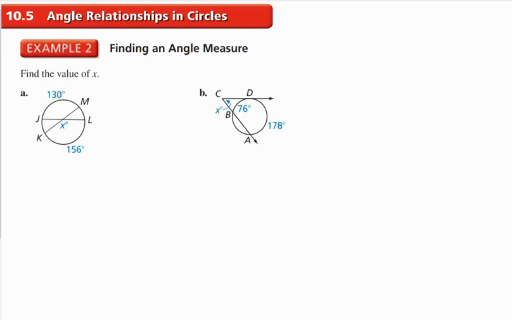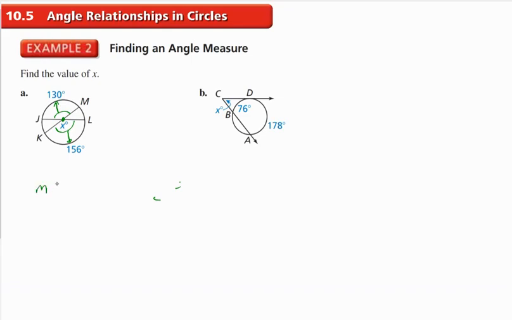So example 2, we have to determine which formula we're going to use. Because in problem A, the intersection occurs in the interior region, we're going to use the formula that takes the sum of the arc that is intercepted by the angle and its vertical angle. So here is angle X. It intercepts the 156 degree arc KL. Its vertical angle intercepts arc JM, which is 130 degrees. And again, because it's interior, we're going to take the sum and then half the sum.